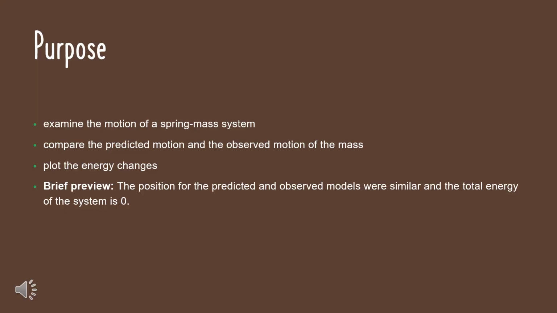The purpose of this lab is to examine the motion of a spring mass system using Tracker, then compare the predicted motion and the observed motion of the mass and plot the energy changes that you compute in the model. A brief preview of the results is that the position for the predicted and observed models were similar and the total energy of the system is 0.